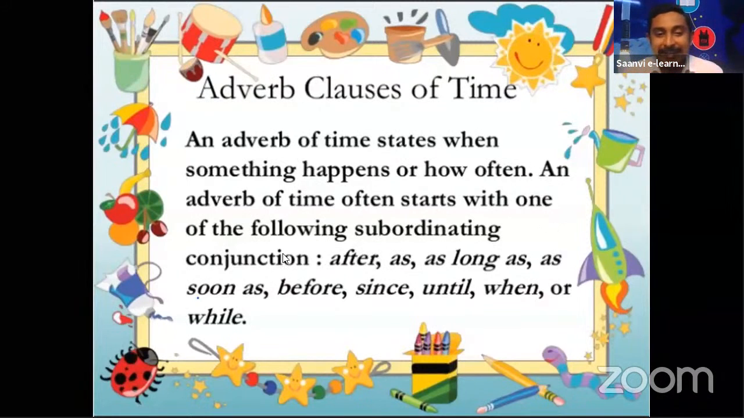There are some examples. Often, an adverb of time starts with one of the following subordinating conjunctions. You can observe some subordinating conjunctions here: after, as long as, soon as, before, since, until, when, or while. These words will be found in the beginning of the adverbial clause. Let me put an example.